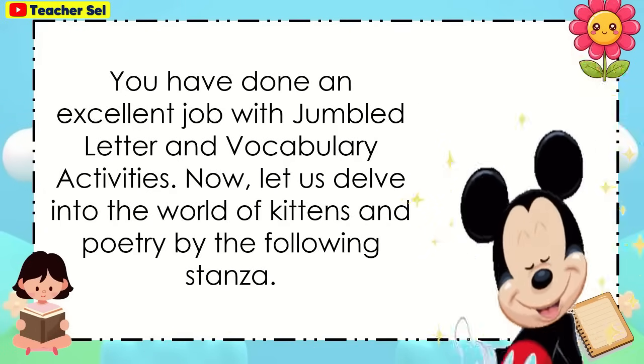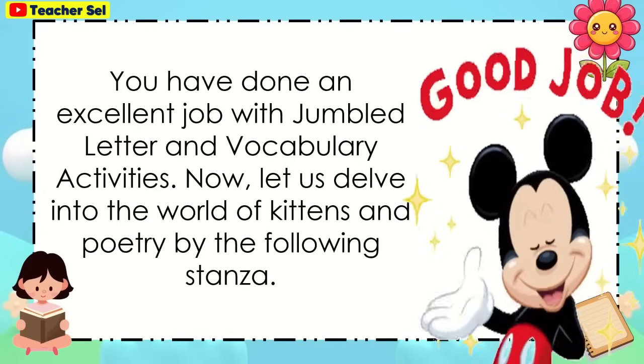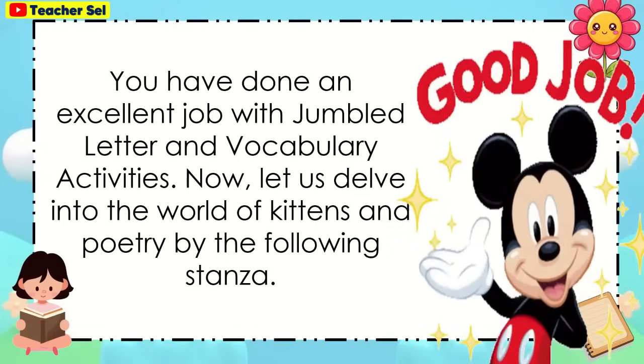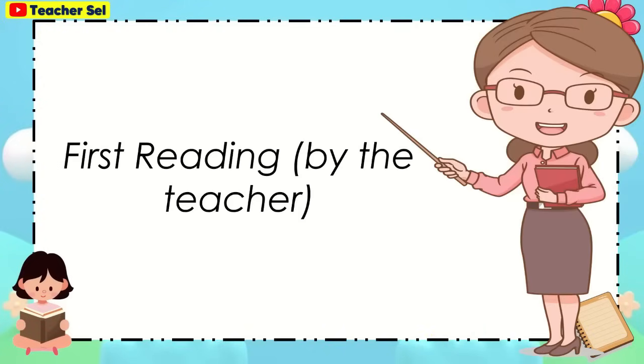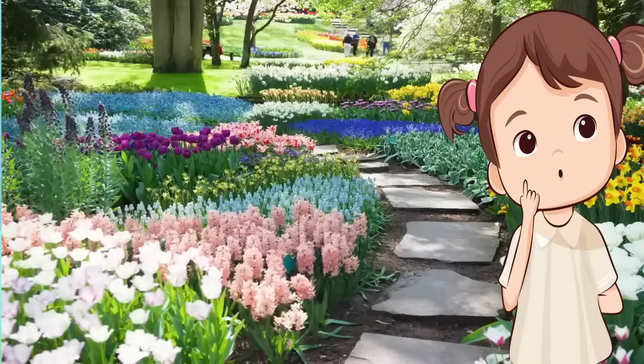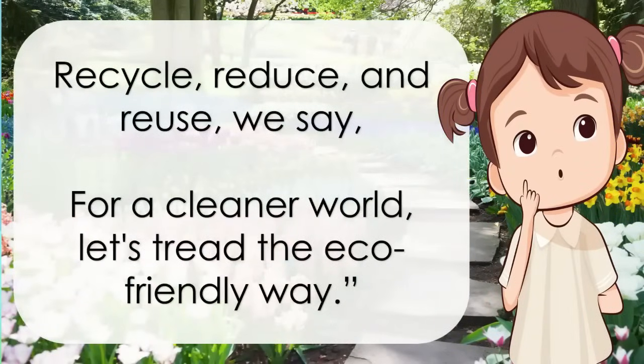You have done an excellent job with the jumbled letter and vocabulary activities. Now, let us delve into the world of kittens and poetry by reading the following stanza. First reading by the teacher. In the garden's embrace, where blossoms bloom, we learn to care for earth, to heal and to groom. Recycle, reduce, and reuse, we say. For a cleaner world, let's tread the eco-friendly way.